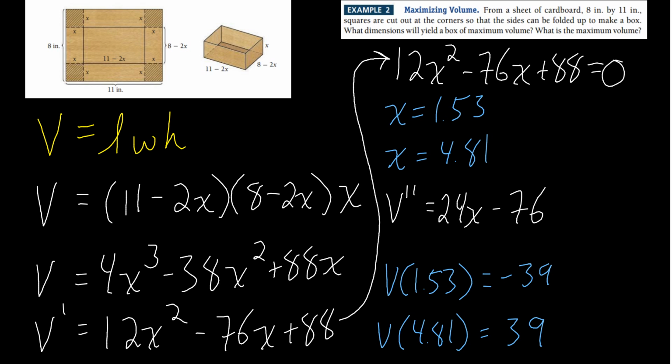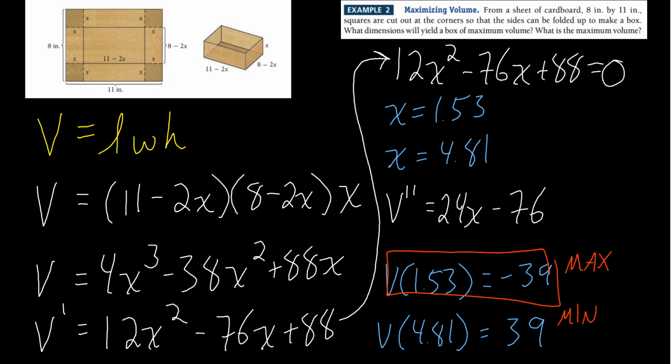So at 1.53, since the second derivative is negative there, we know it's concave down, and therefore that's going to be a relative maximum. And since 39 is greater than 0, we know the other is going to be a minimum. In this case we want a maximum volume, so we want this critical point right here.